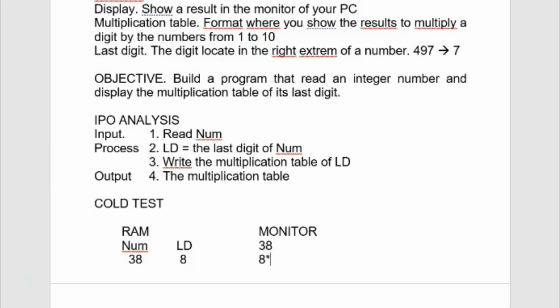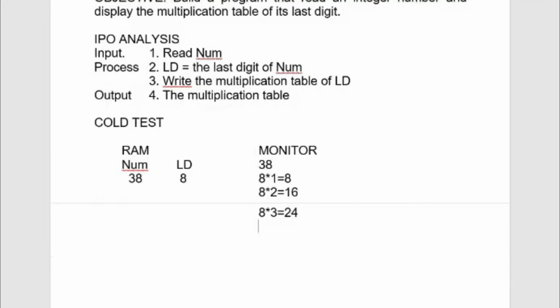8 by 1 is equal to 8. 8 by 2 is equal to 16. 8 by 3 is equal to 24. You have to repeat this until you write 8 by 9 is equal to 72 and 8 by 10 is equal to 80.